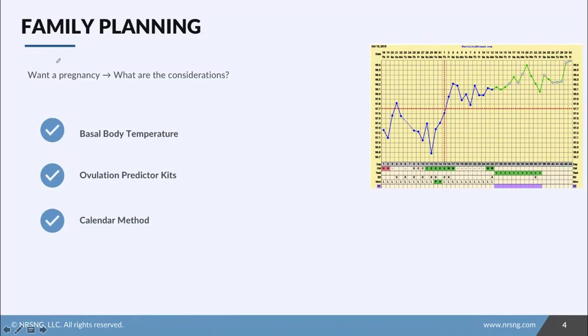So now we change here and we have the opposite. We have a patient that wants to get pregnant. For this patient, we have some different considerations. The first one we'll talk about is something called basal body temperature tracking. With this, the patient is going to take her temperature daily, at the same time. Really it should be done before they rise out of bed in the morning. They take that temperature and they track it.